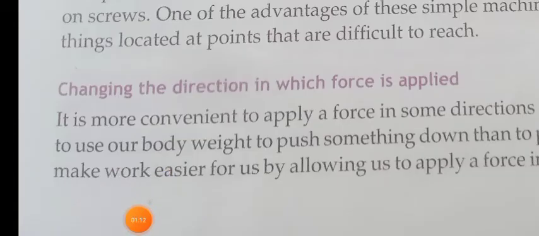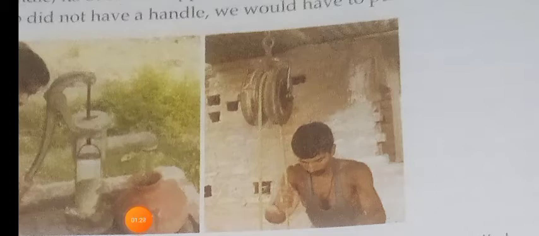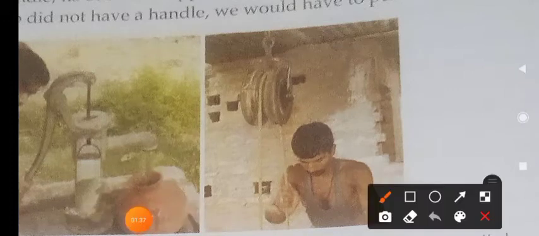The next function is changing the direction in which force is applied. So the direction of the force is also changed by some machines. Look at this picture. The pulley is used to draw water from the well. You know this, isn't it? So here the force is applied in which direction? In the downward direction, right? The rope is pulled down, whereas the bucket moves in the upward direction, right?